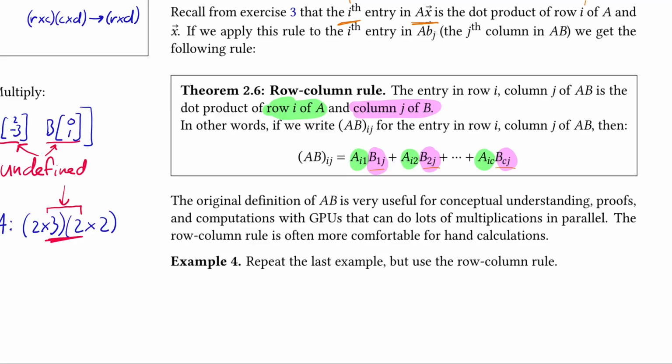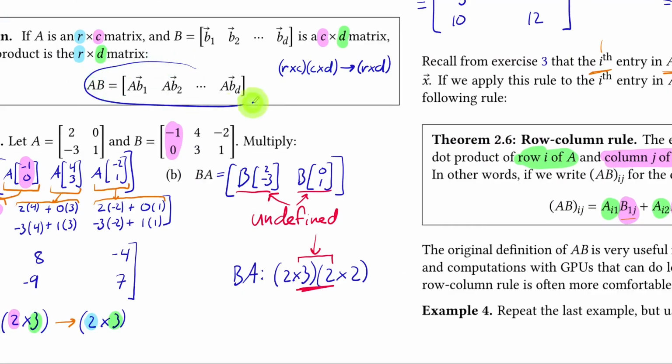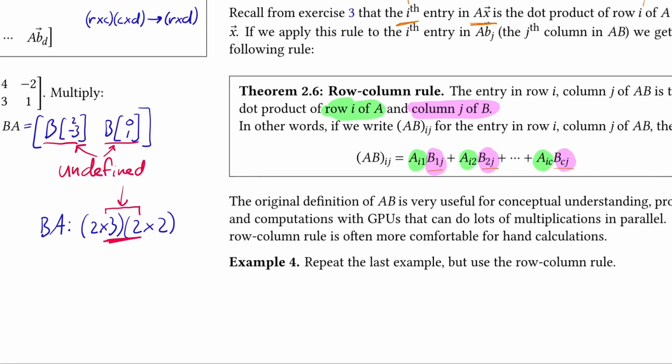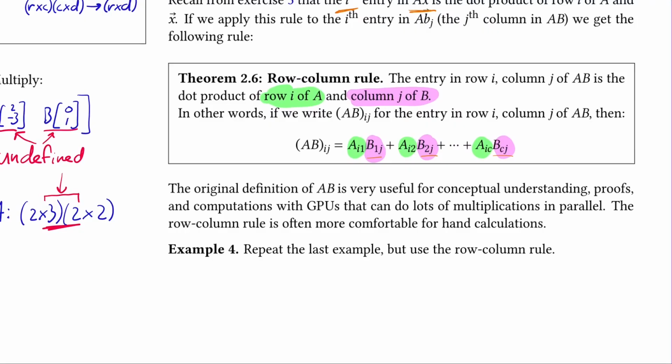So the original definition of AB, the one we have over here, is going to be useful for conceptual understanding, and it's going to be useful for a lot of proofs because we know a lot about linear combinations of columns of A so far. We've been studying linear combinations for most of chapter 1. So it's useful for understanding things. But the row column rule is usually more comfortable for hand calculations.